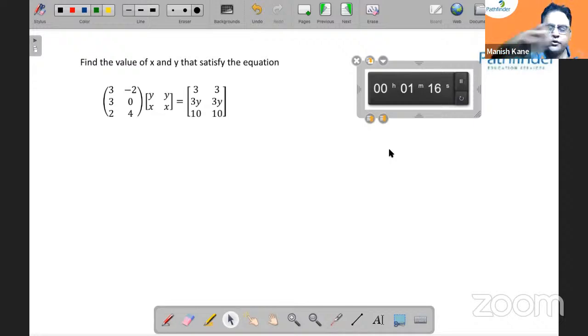Matrices and determinants, you have to be very careful with the calculations. If you make one mistake, you'll have to do everything all over again.